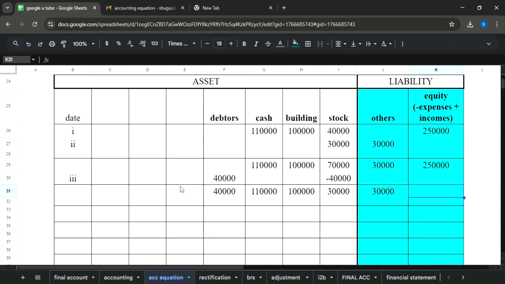Sign was posted, and here all totals we have completed. Now let's see what entry number 4 is saying.